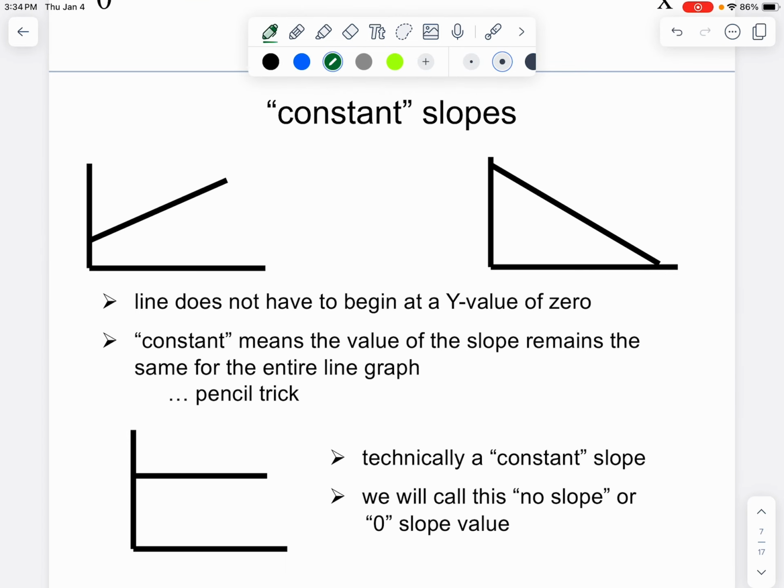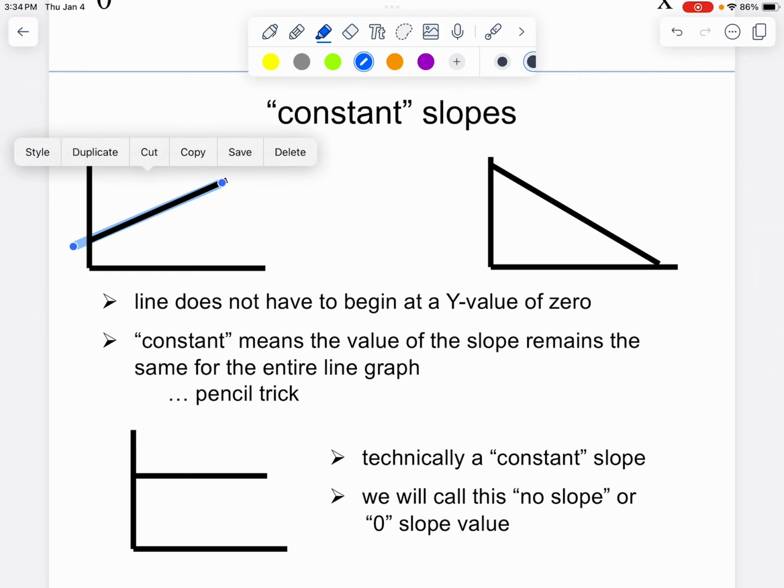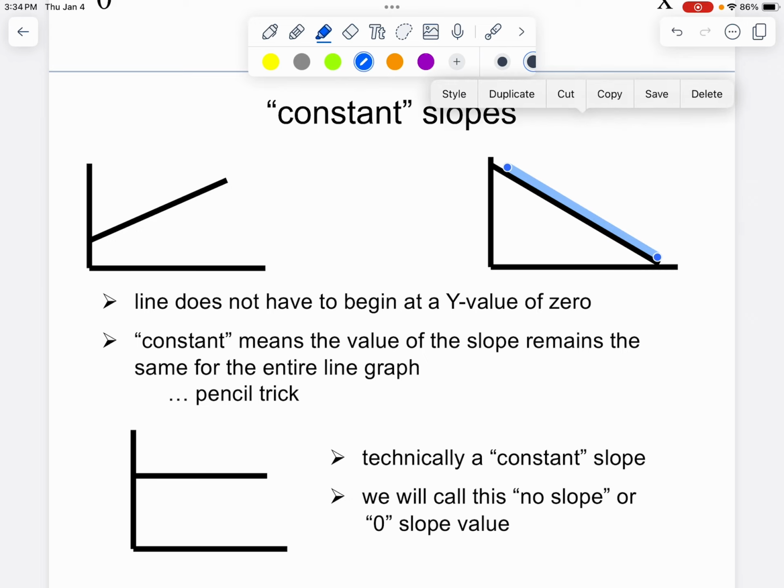And then I just wanted to take a moment to summarize, how do we know that something is a constant slope? It is a constant slope if we can take our pen or pencil, lay it down one time on the desk, and have it cover the entire graph. If I were to take this line, or if it were my pencil, and I were to try to lay it down over this graph, I can lay it down one time, and it covers the whole graph. So that's how we know that the slope value is constant.